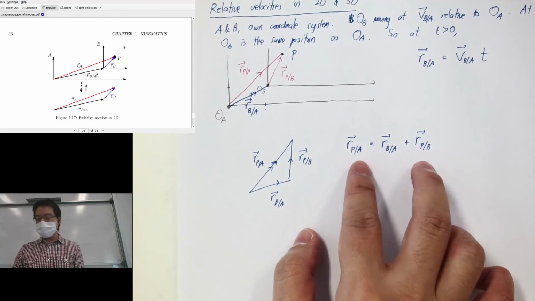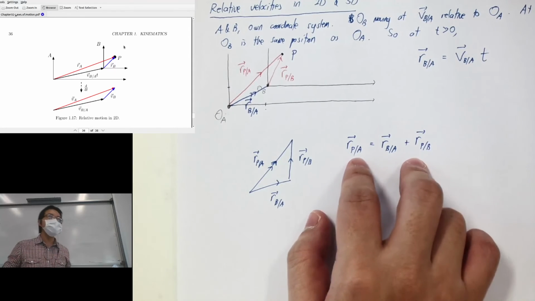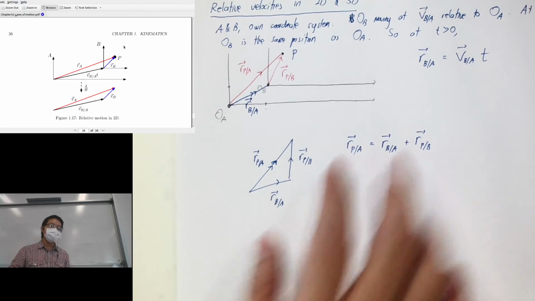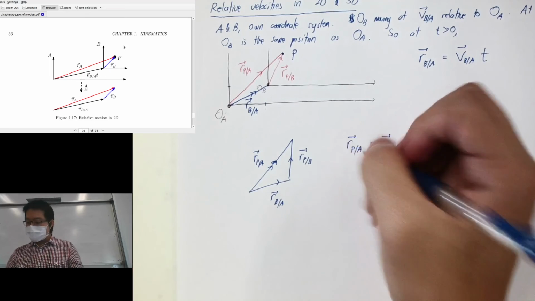So this is the Galilean transformation for 2D and 3D. Because this is a vector, it can now contain x, y, z directions. So now that we got this, we can differentiate both sides again.